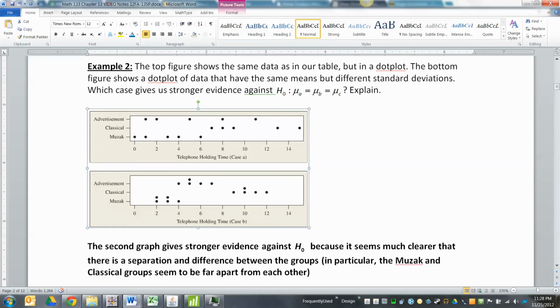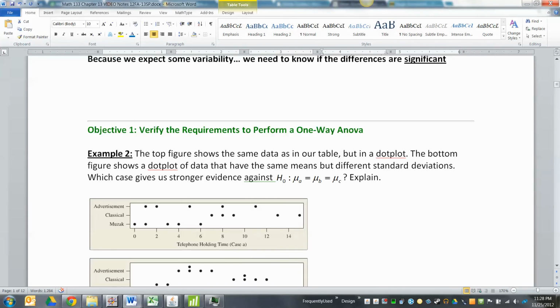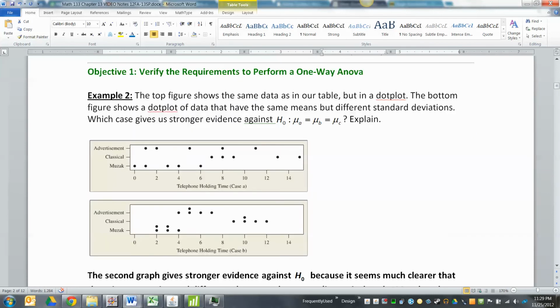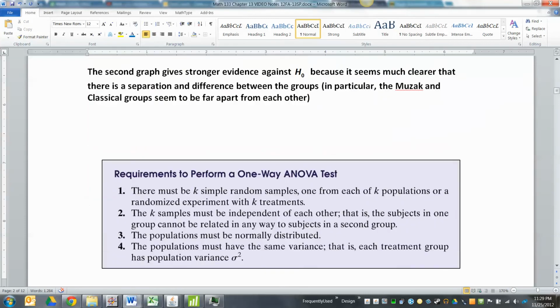Our data is actually the top picture, but the second one has the same means of 5.4, 2.8, and 10.4. So it has those same means, and you can see our actual data is much more spread out. So that gives us less strong evidence than this bottom one, where they're so clearly delineated and separated from each other, which would kind of give us evidence that particularly the classical and the Muzak are different on this bottom one. The top one, it's a little bit harder to see. There's something going on there, but we'll have to parse it apart.